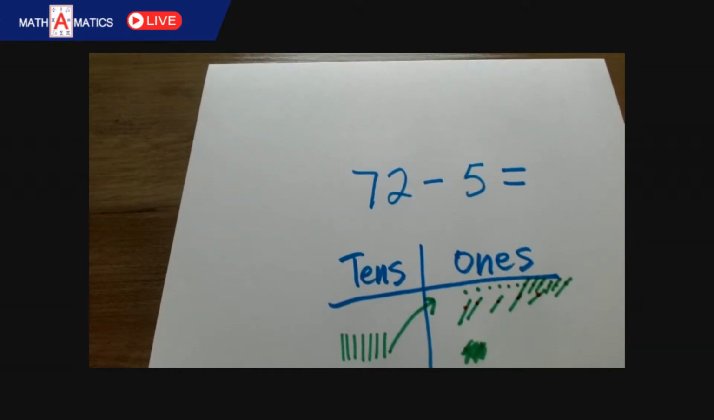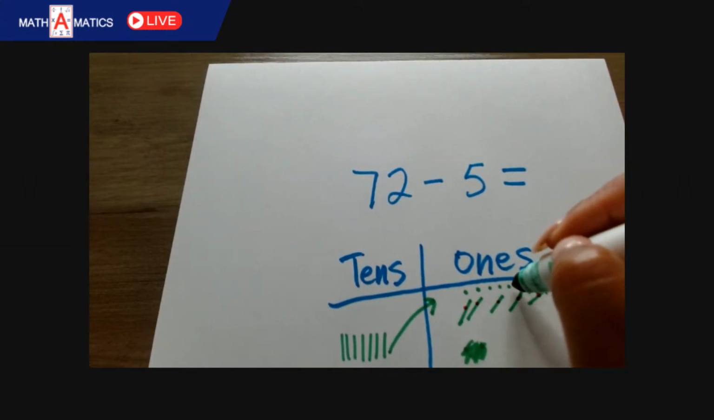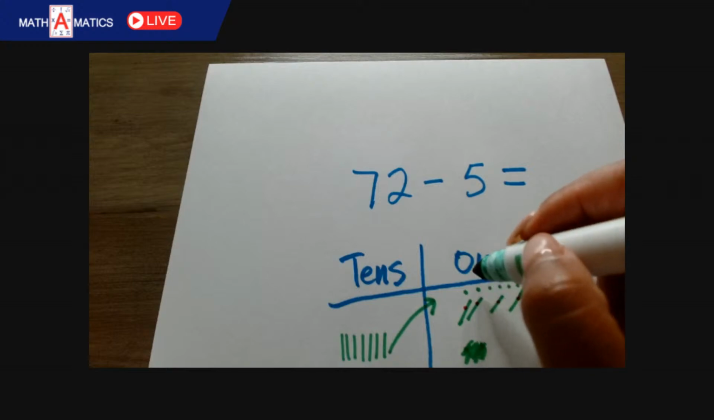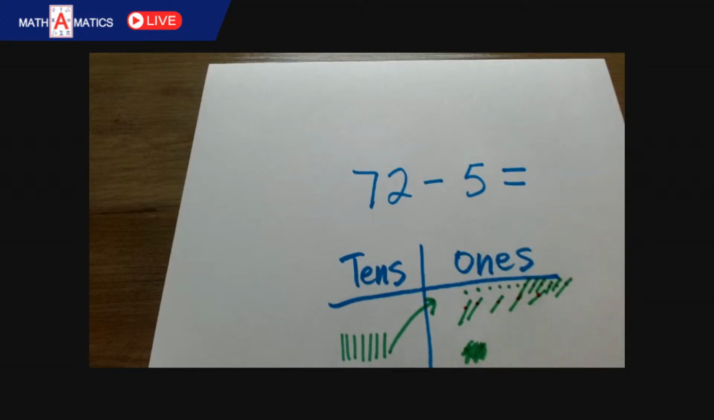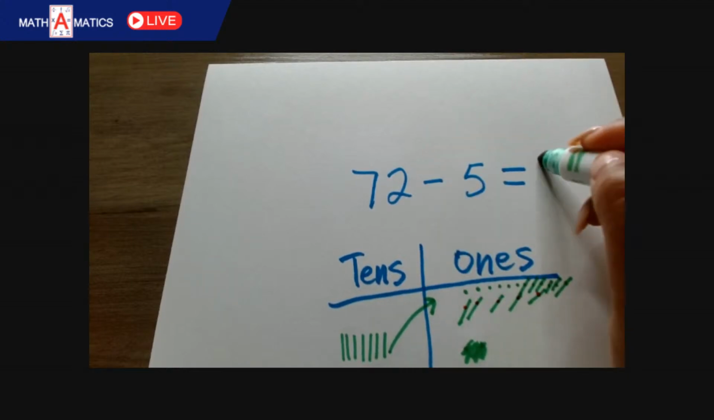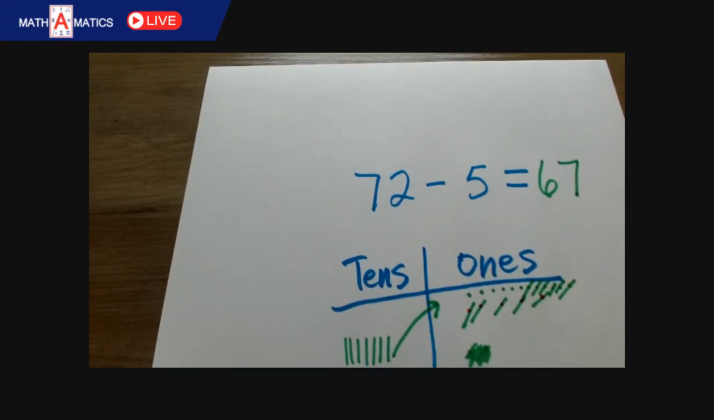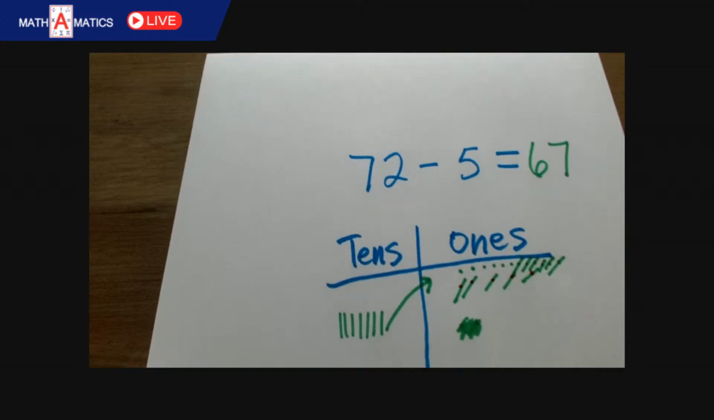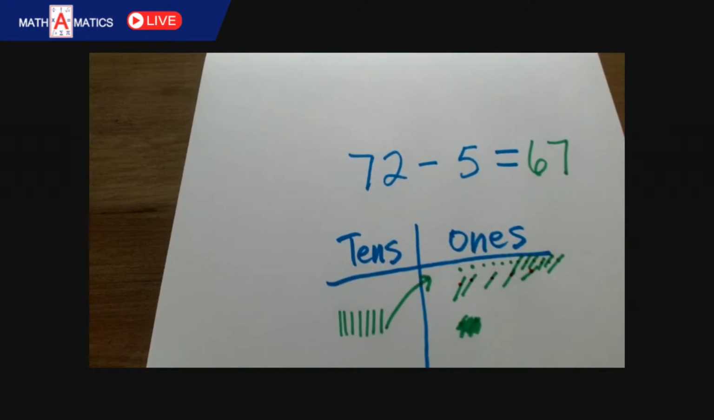And what do we have left? We have 1, 2, 3, 4, 5, 6, 7 left because 12 minus 5 is 7. And we have 67. And so that gives our students a visual diagram, and if they cross out correctly, how to subtract. This is a really good first step to helping your students visually see regrouping.